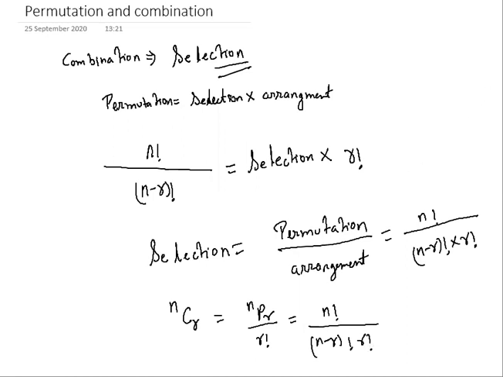Now tell me, as a student, how can I know whether it is a combination case or a permutation case? That's the question. Now, if you want to find the ways of something in which order is important, then will it be permutation or combination? Yes, permutation, because order is important.